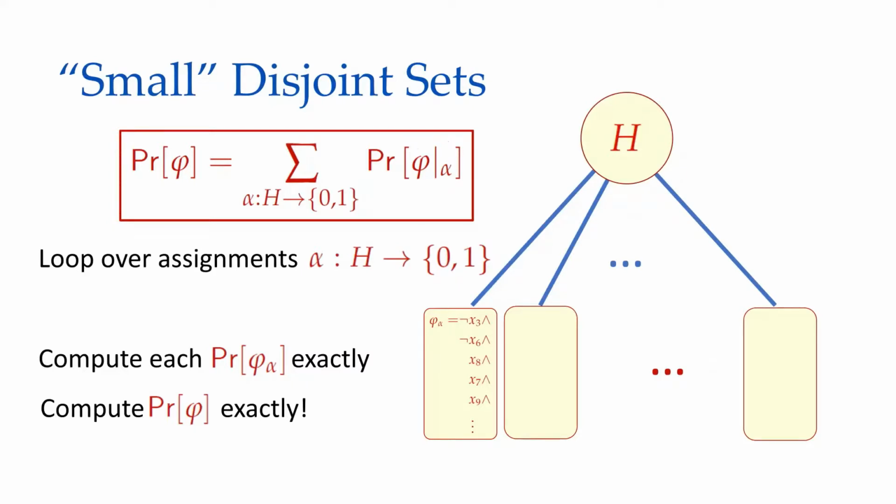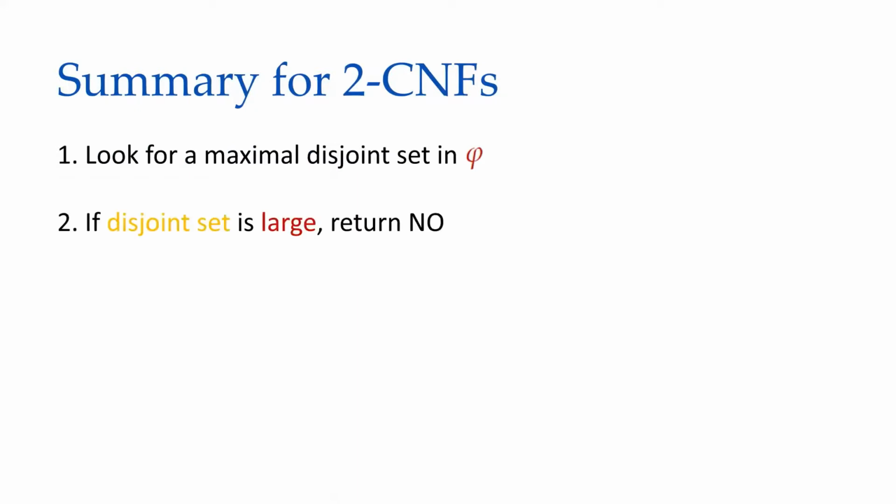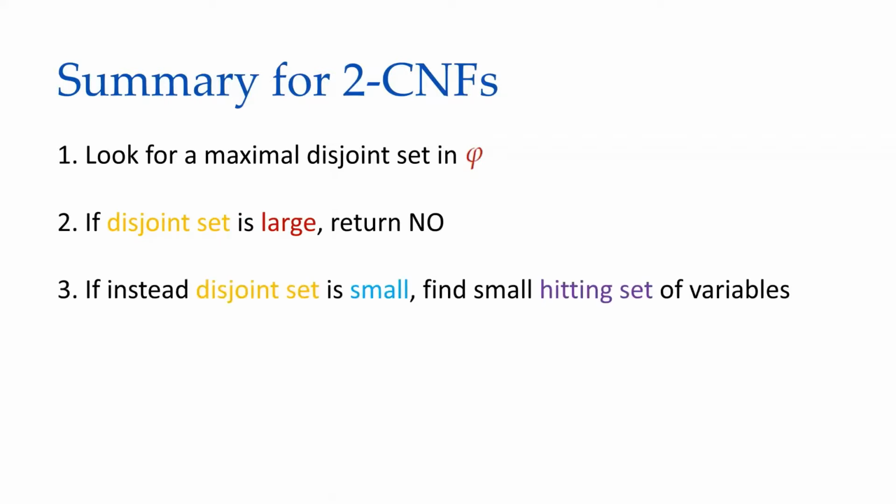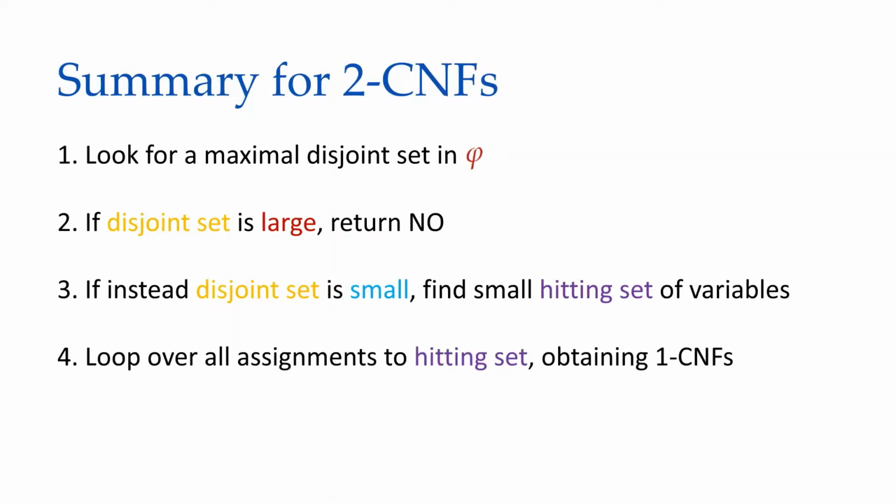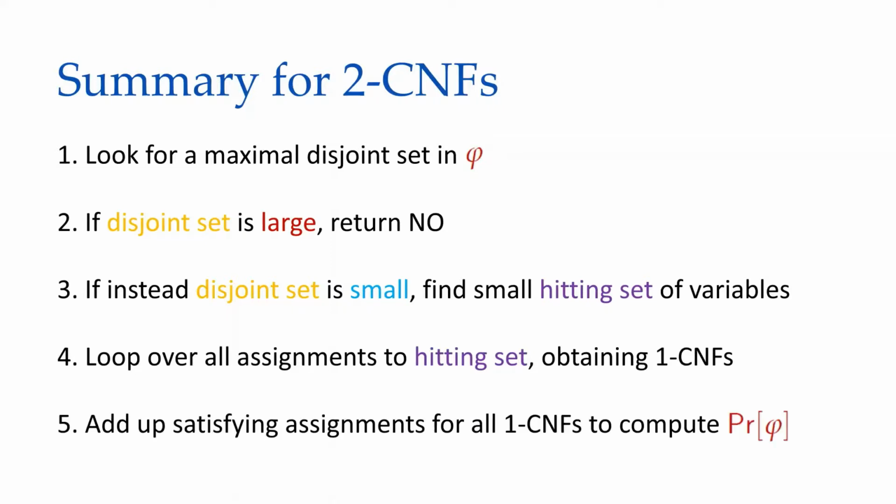That concludes the argument for the majority 2-SAT algorithm, which I'm going to quickly summarize now. To solve majority 2-SAT, we scanned through the input formula phi and looked for a maximal set of clauses on disjoint variables. If the disjoint set we found had more than 3 clauses, then the formula is very unsatisfiable and we return no. Otherwise, the disjoint set has fewer than 3 clauses, and by maximality, the variables appearing in these clauses form a hitting set for the formula. We can then loop over all assignments to the hitting set, get a 1CNF induced from each assignment, count satisfying assignments for those 1CNFs, and add everything up to get the total count of satisfying assignments of phi and use that to solve the problem.